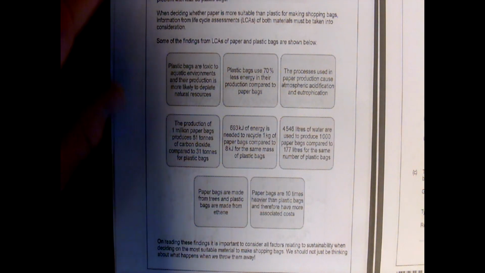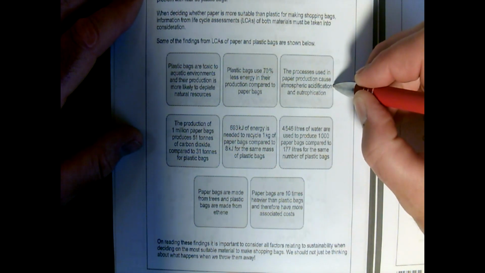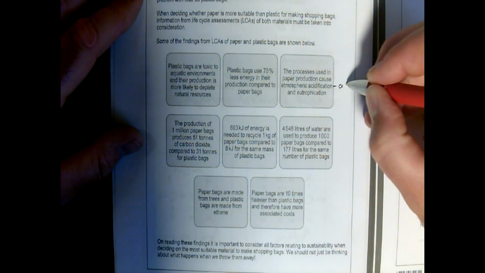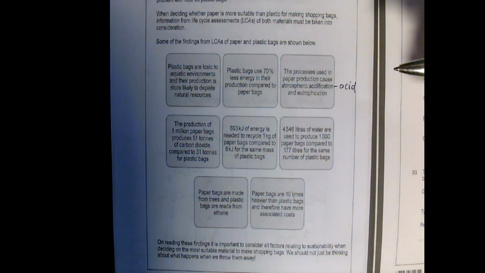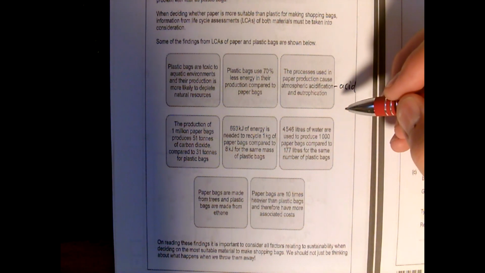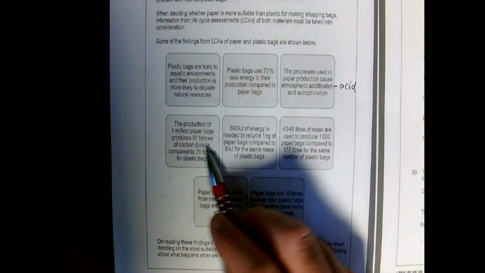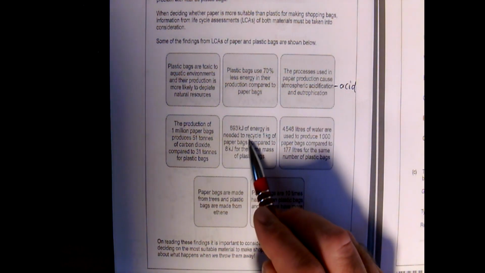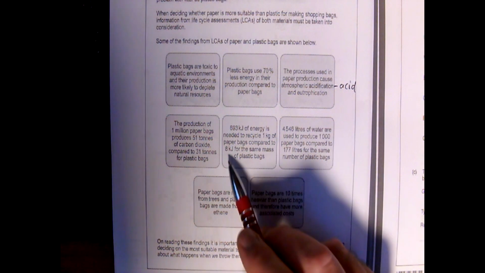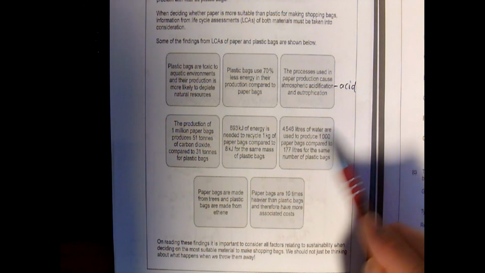So, plastic bags are toxic to aquatic environments, and their production is more likely to deplete natural resources. Plastic bags use 70% less energy in their production compared to paper bags. The processes used in paper production cause atmospheric acidification and eutrophication. So atmospheric acidification causes acid rain, and eutrophication is where the water courses, rivers and streams and lakes to some extent, produce too much green life and they become stagnant as a result. The production of 1 million paper bags produces 51 tonnes of carbon dioxide compared to 31 tonnes for plastic bags.